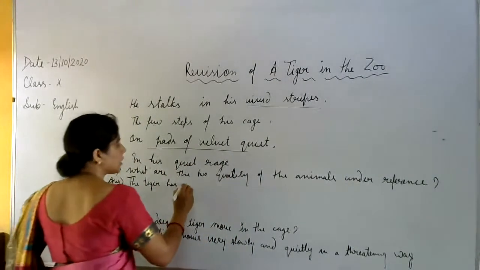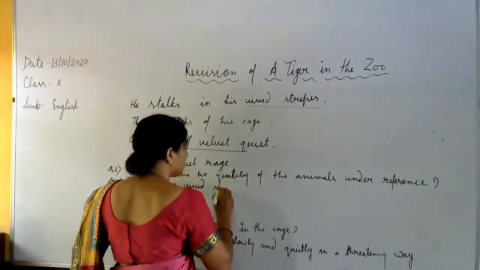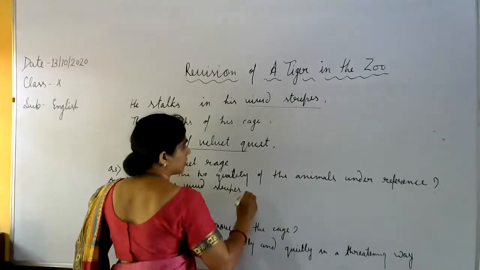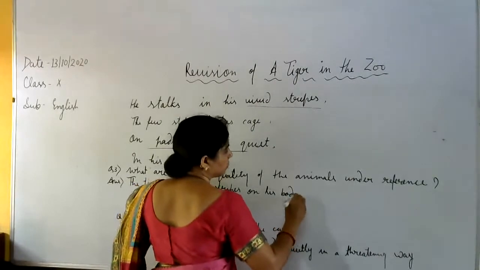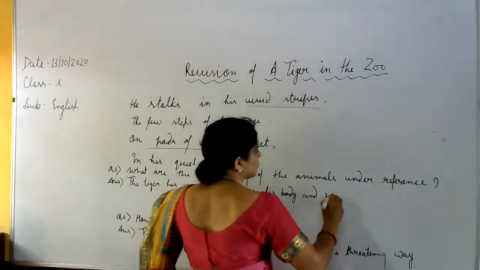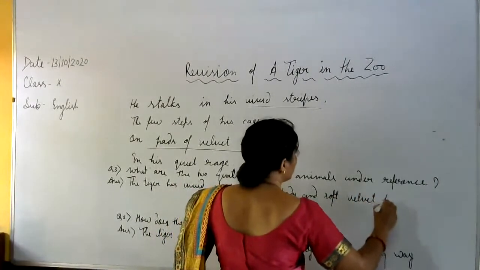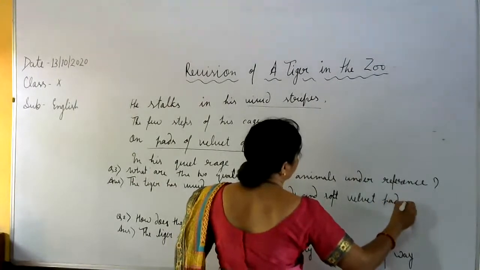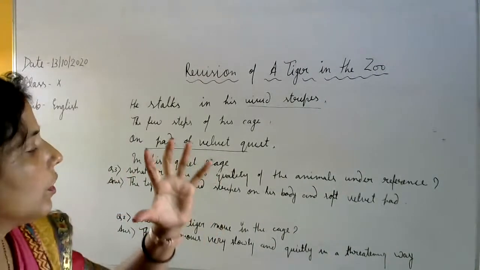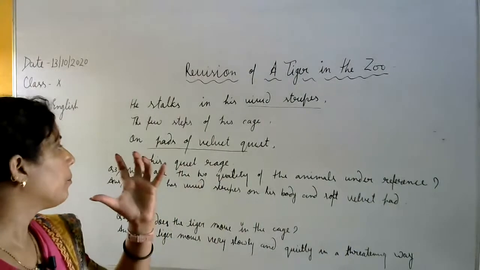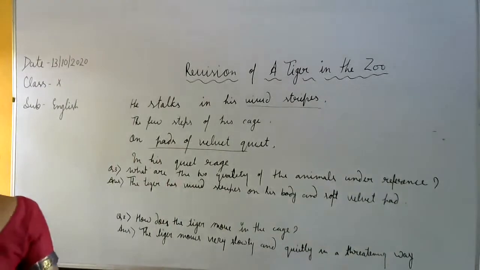The tiger has vivid stripes on his body and soft velvet pads. He has stripes on his body, and he also has soft velvet pads. Pad means paw, the paw of the tiger.